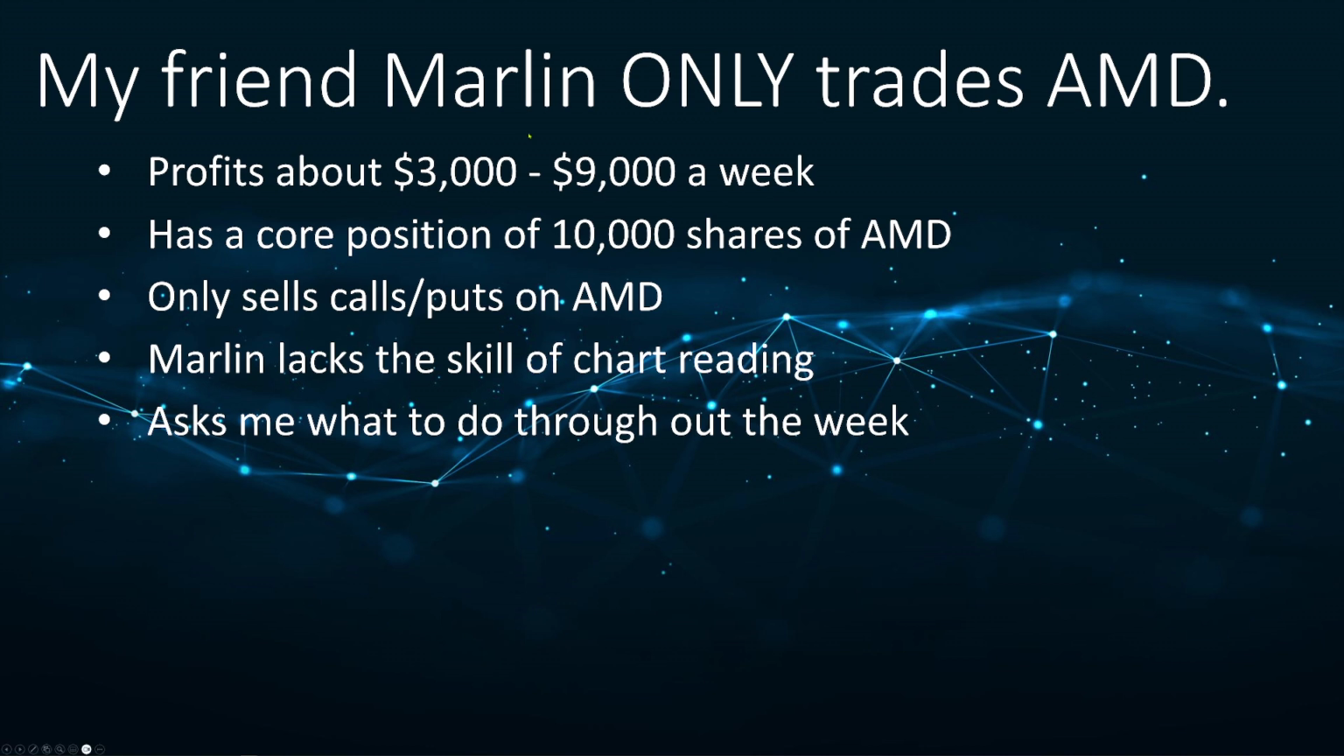So my friend Marlon, he only trades AMD. He profits about 3 to 9,000 a week. His core position is 10,000 shares of AMD. He only sells calls and puts on AMD. This is my favorite way of long-term trading. This is what I do, and this is what I taught Marlon.